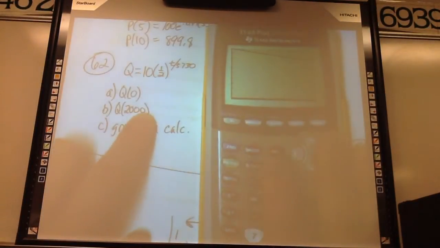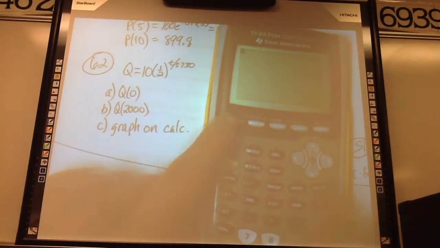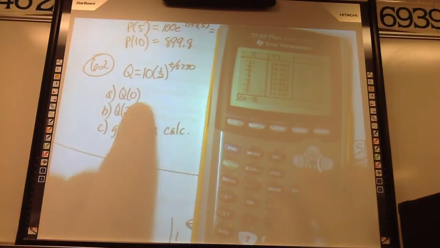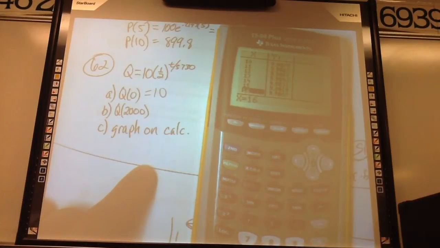So if I want to know what Q of 2000 is, how can you do that with this? You don't have to go back to here and type it all in. Just go to your table. Look at it. Q of 0. Hey, when x is 0, it's 10. We already said that. You gotta go all the way to 2000? No, you don't have to sit there and scroll. Remember the table set button? Oh, second, table set. Where do you want it to start? Well, let's just go straight to 2000. Hey, it's 7.85106. So just 7.85.